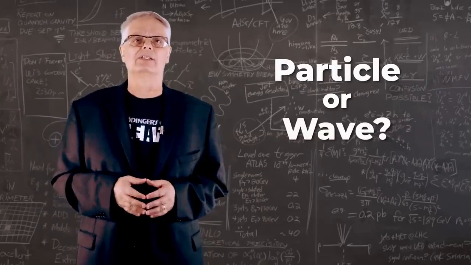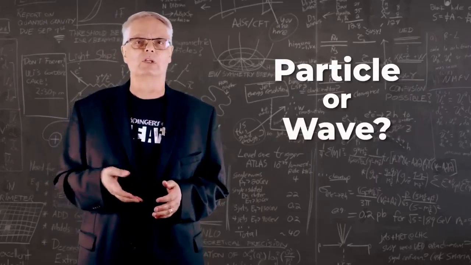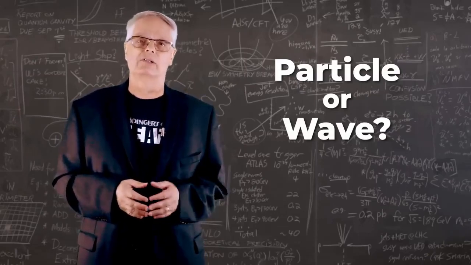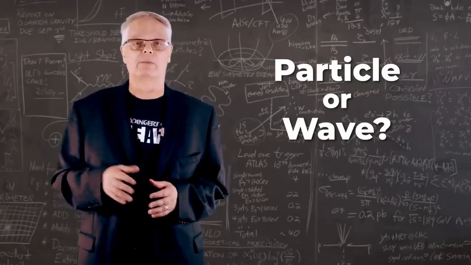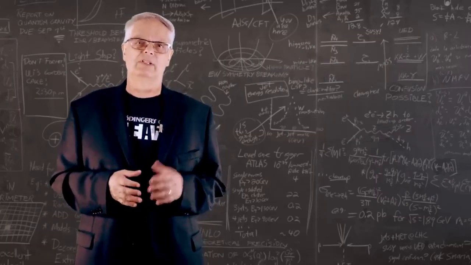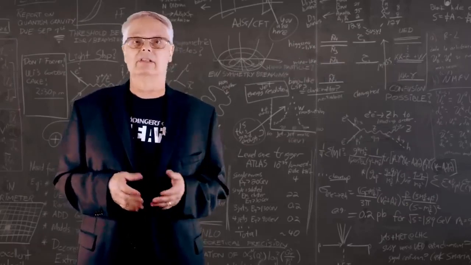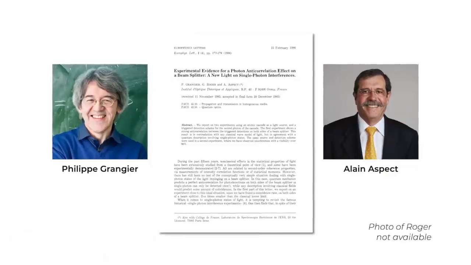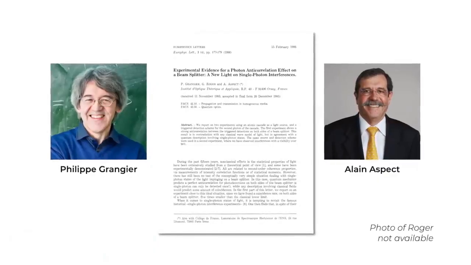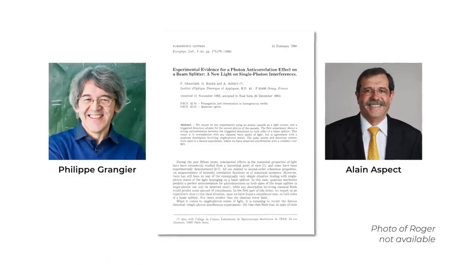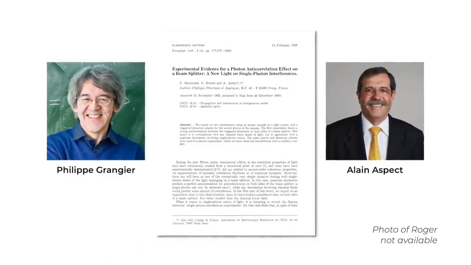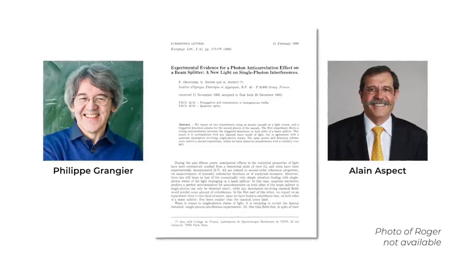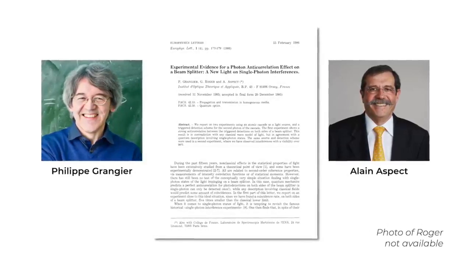Now, I need to be honest and say that although this experiment has been done with photons, it was first done using electrons. Electrons, like photons, have both a wave and a particle nature. This means that qualitatively, the electron experiments can stand in for photons. And in 1986, Philippe Grangier, Gérard Roger, and Alain Aspect did an equivalent experiment with photons. I put a URL of their actual paper if you want some light nighttime reading. And by light, I mean heavy.